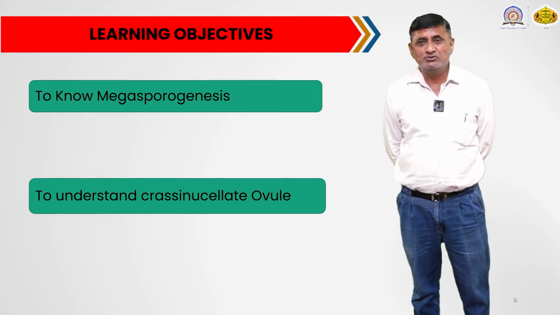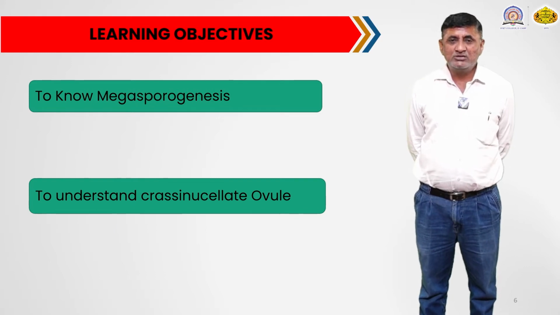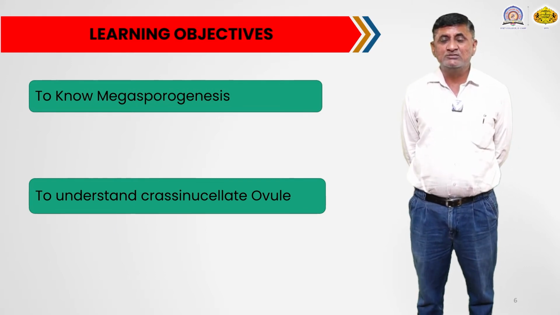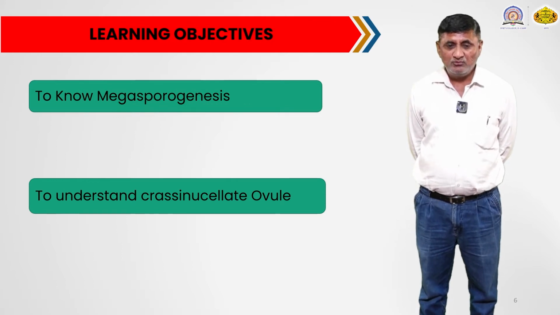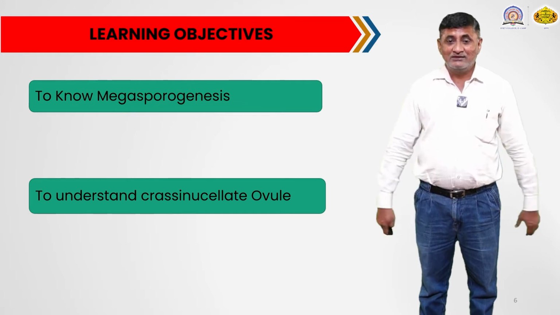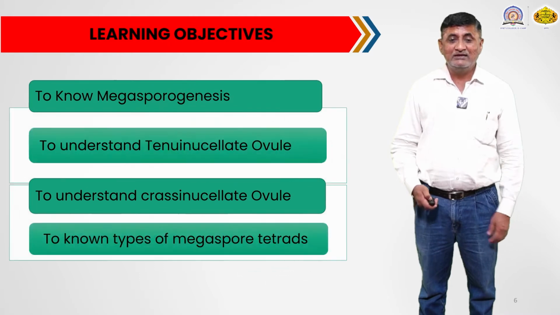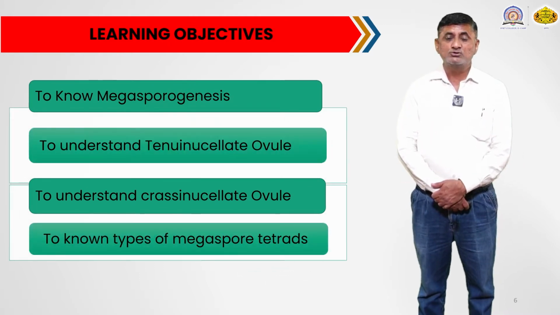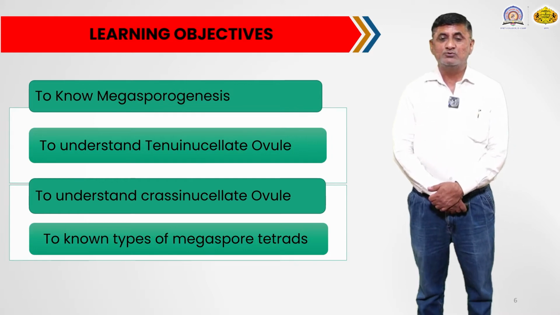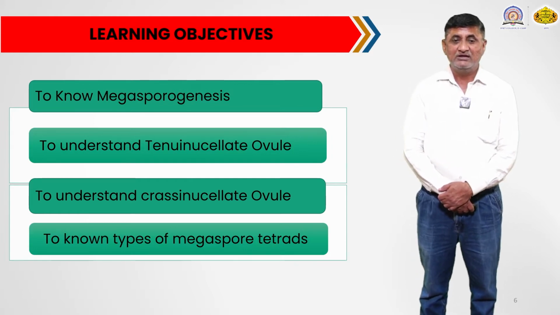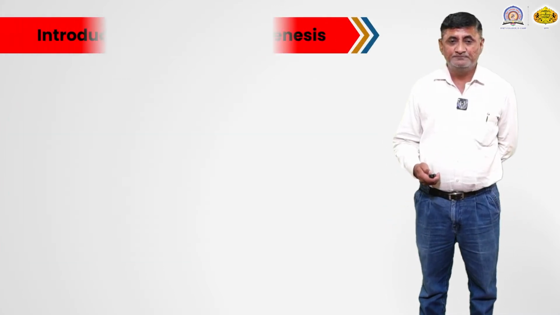What are the learning objectives of today's video? In today's topic, we have to know what is meant by Megasporogenesis. We also have to understand the different crassinucellate ovules and TENUINUCELLATE ovules, and we have to know the types of Megaspore tetrads on the basis of arrangement. These are the learning objectives of today's video.